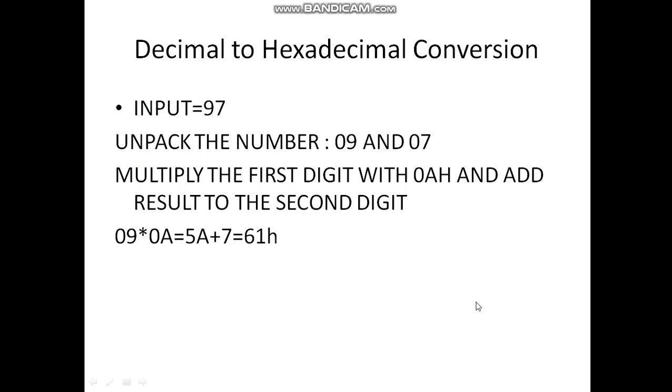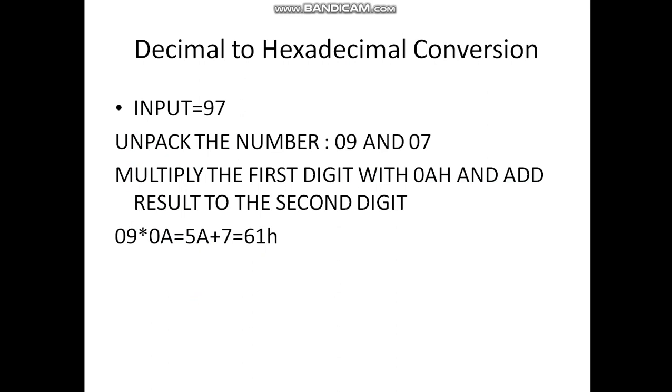Next, let us see how to convert the decimal number to hexadecimal. Here I have considered the number as 97 and the hexa equivalent of this decimal number is 61H. First you need to unpack the number.